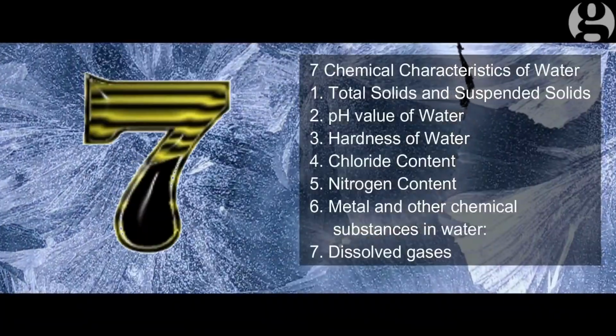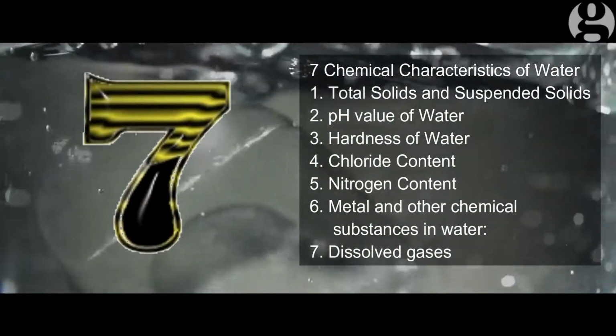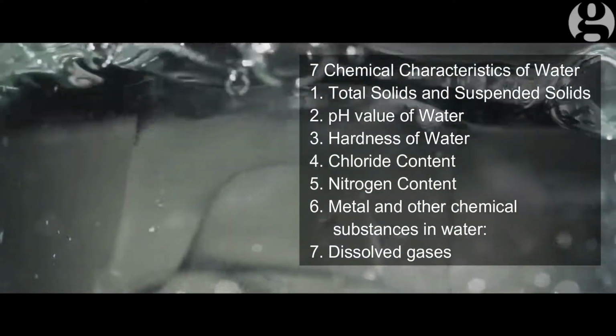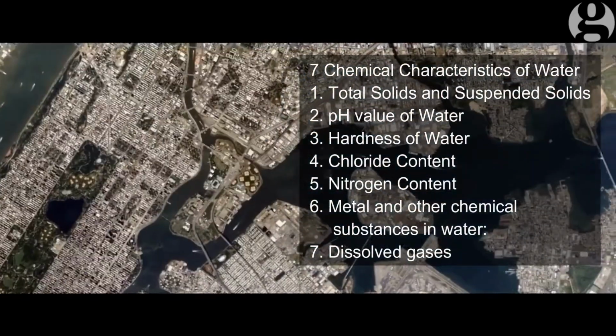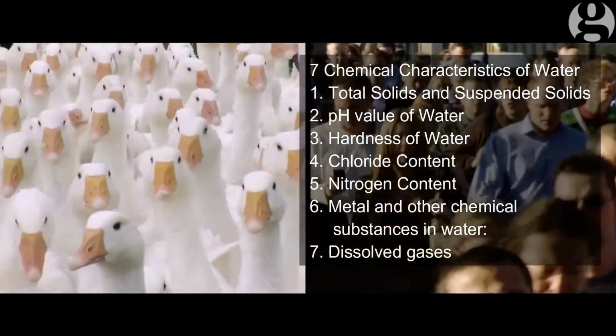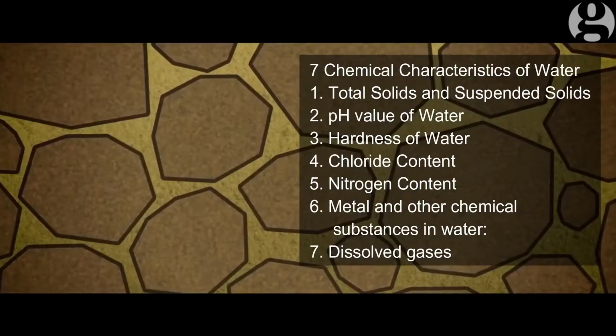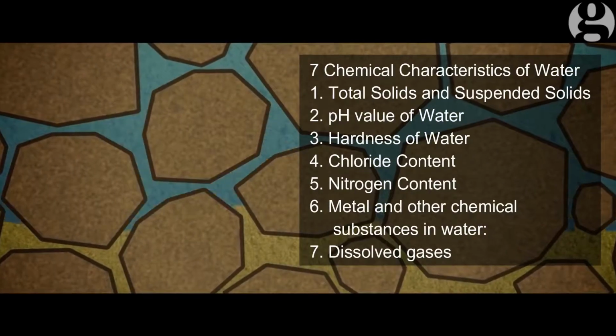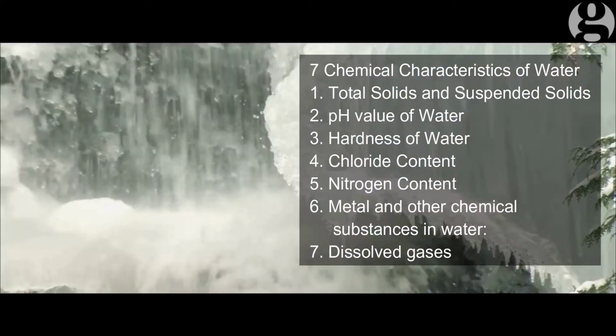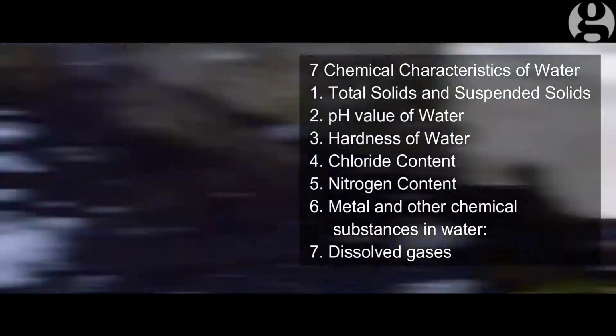There are 7 chemical characteristics of water: total solids and suspended solids, pH value of water, hardness of water, chloride content, nitrogen content, metal and other chemical substances in the water, and 7 is the dissolved gases.